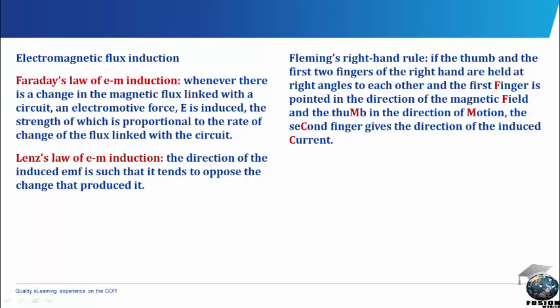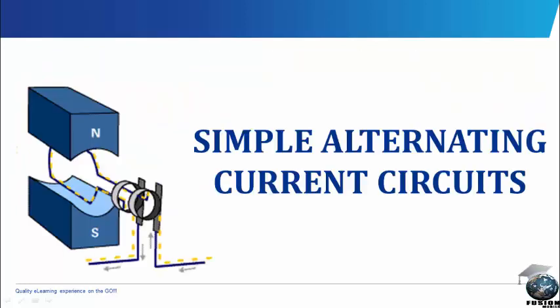While Fleming's right hand rule, I want you to practice that, my dear. Practice it as you read. If the thumb and the first two fingers of the right hand are held at right angles to each other, and the first finger is pointed in the direction of the magnetic field, and the thumb in the direction of the motion, the second finger gives the direction of the induced current.